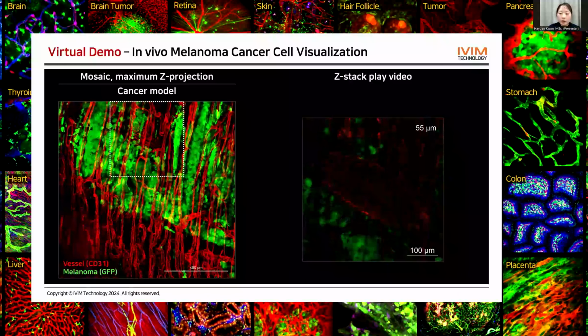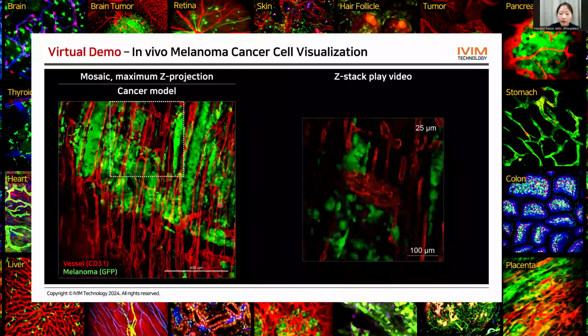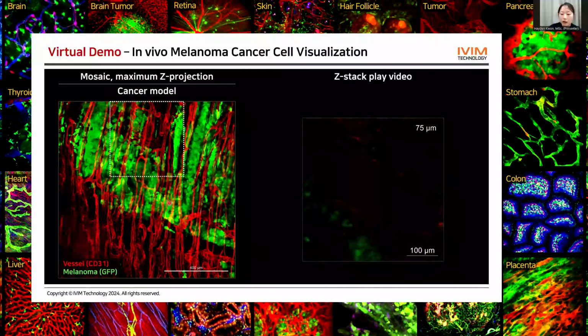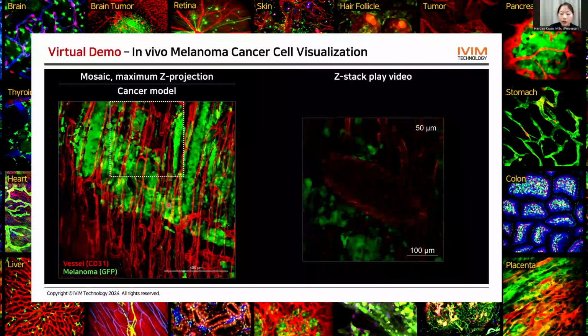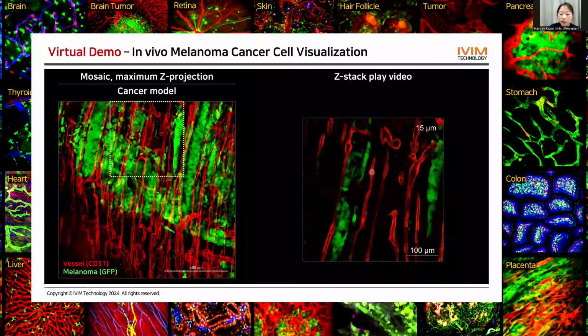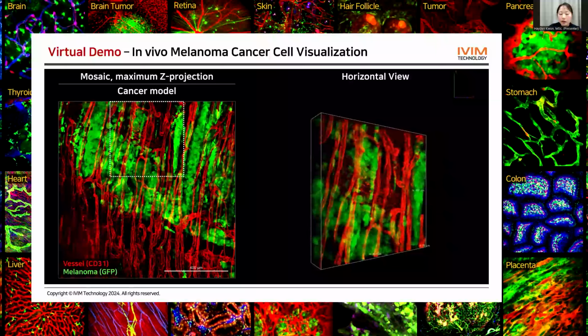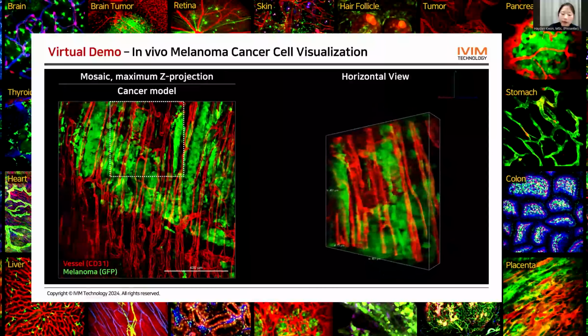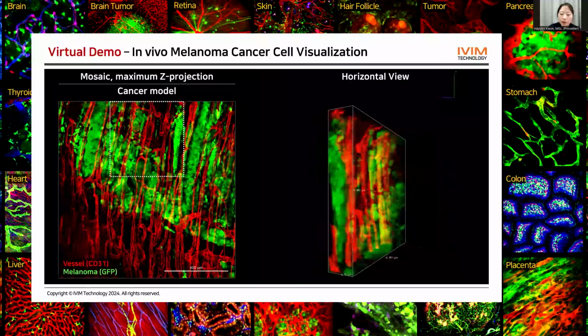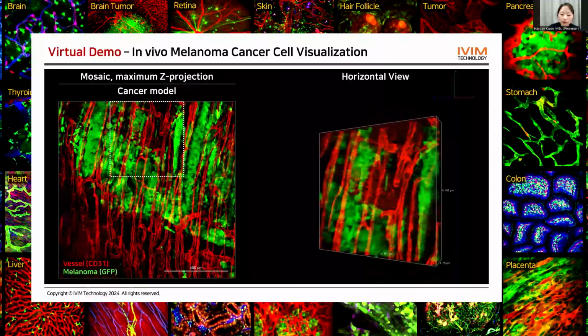Here you can watch the video extracted from this spot surrounded by the white dotted sphere, to see the zigzag play video from surface to the bottom, and the horizontal rotating video to see this imaging spot from different angles.